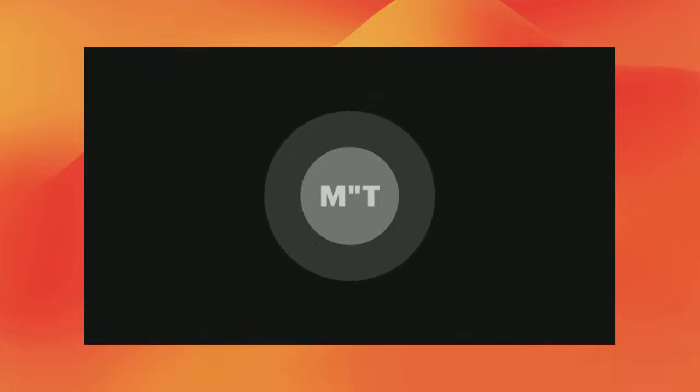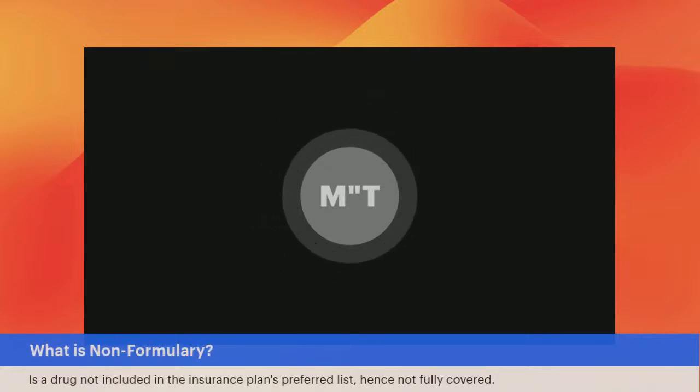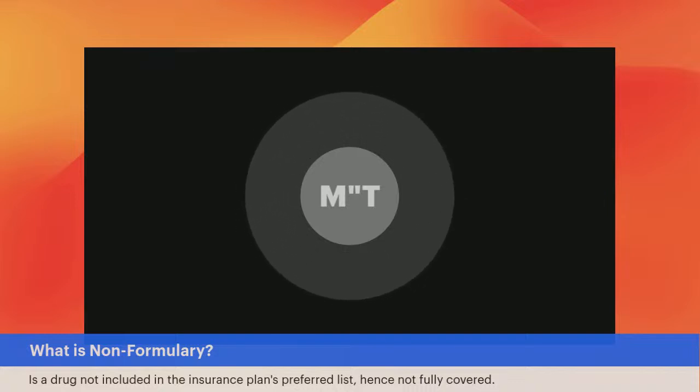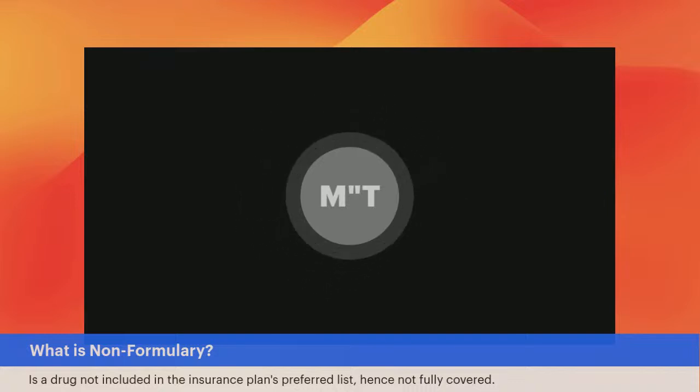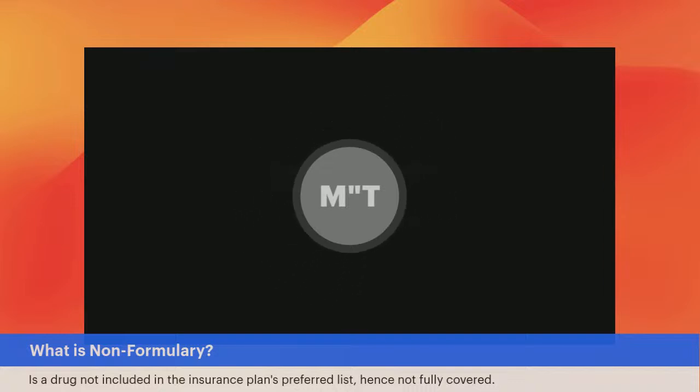So let's talk about what is non-formulary. It is a drug that's included on an insurance plan, but is not fully covered. We're going to pause right there. Before we go any further, I'm having some technical difficulties, but it's okay. Is a drug included in an insurance plan preferred, hence fully covered? And that's where the non-formulary, ladies and gentlemen, becomes a technical part of the formulary, right?